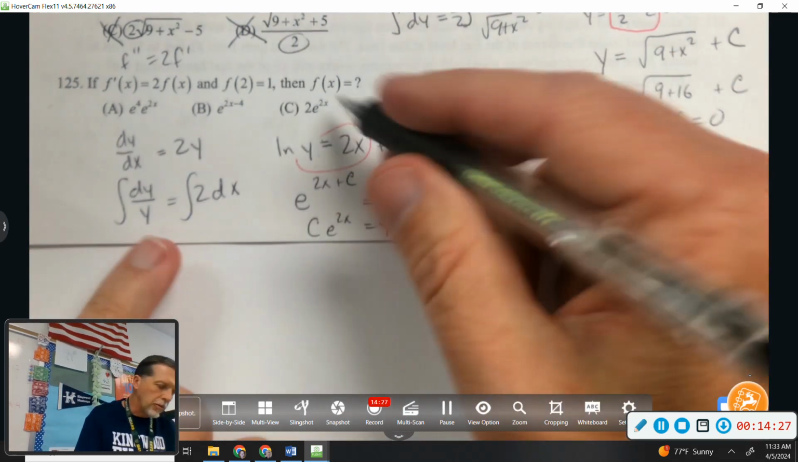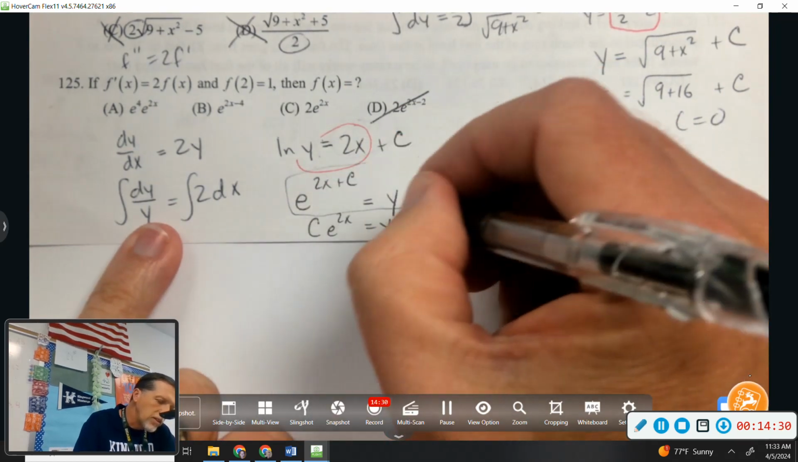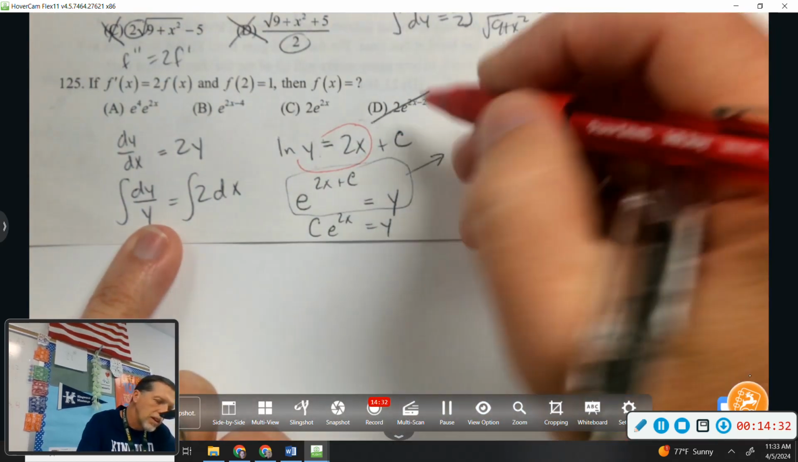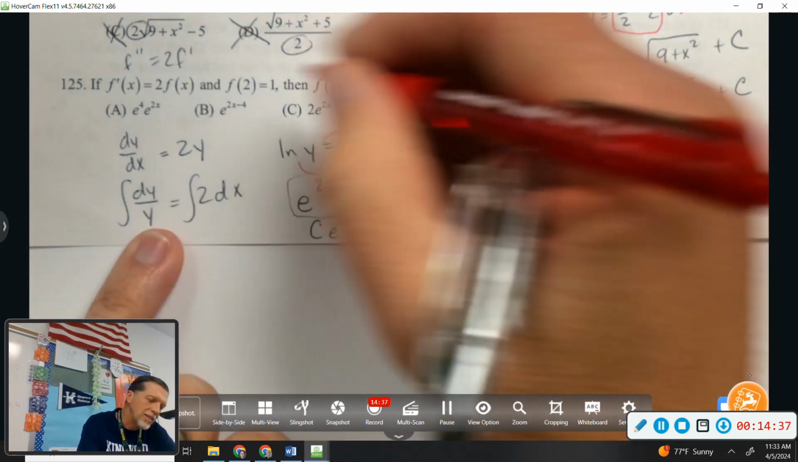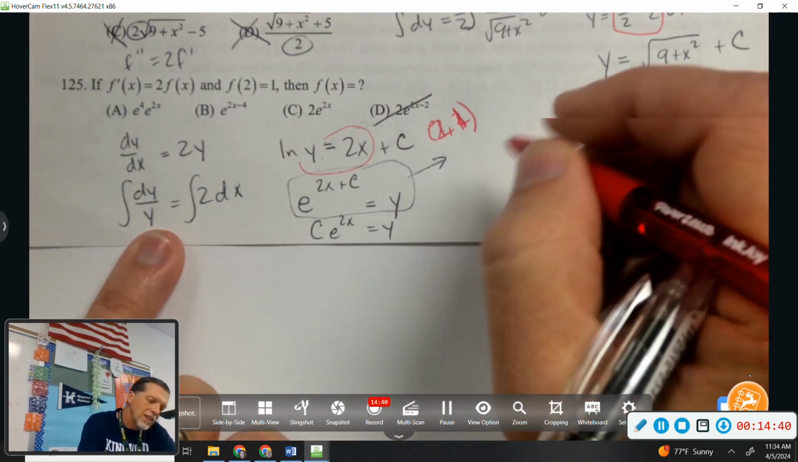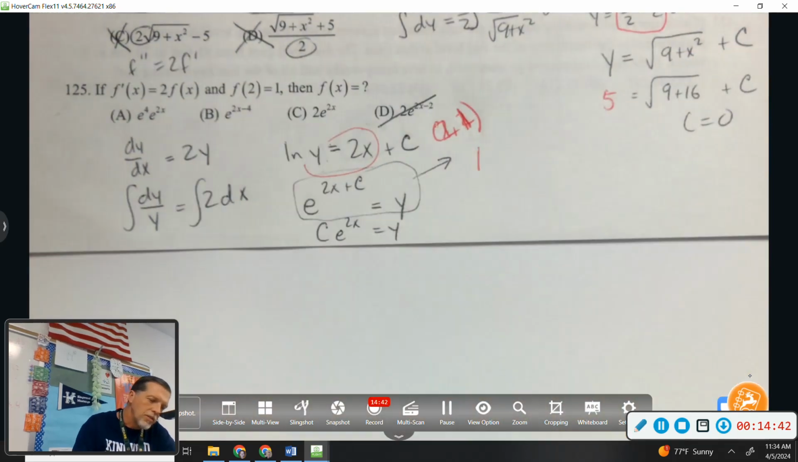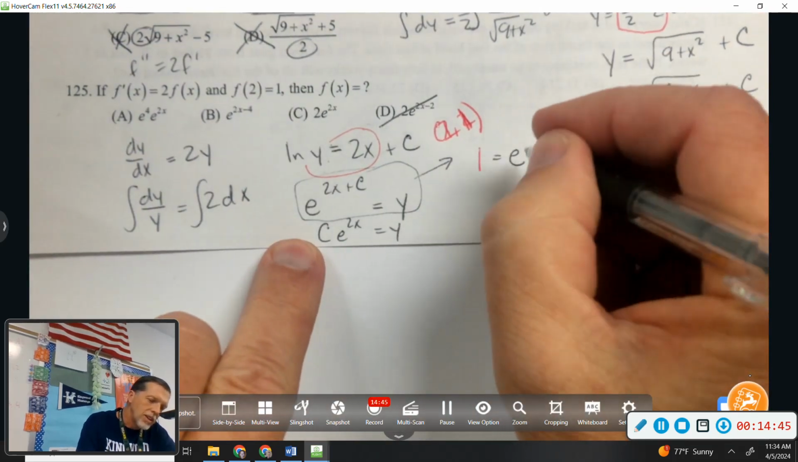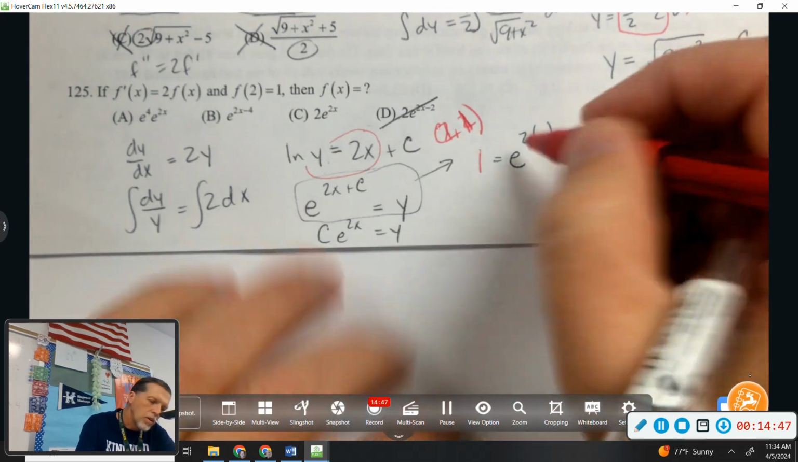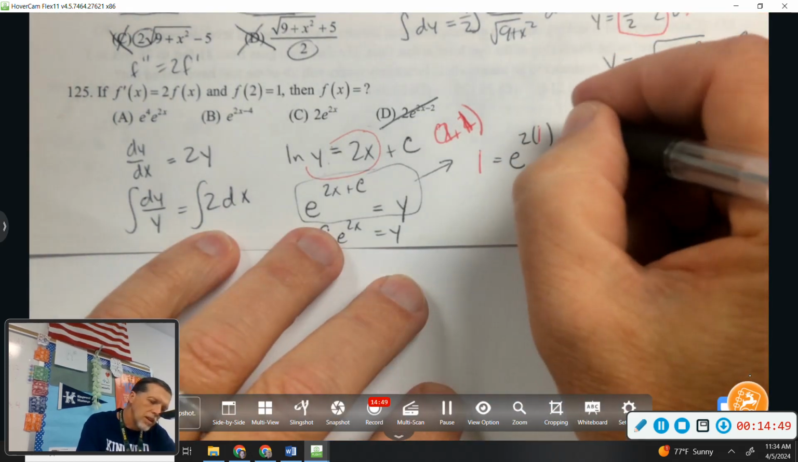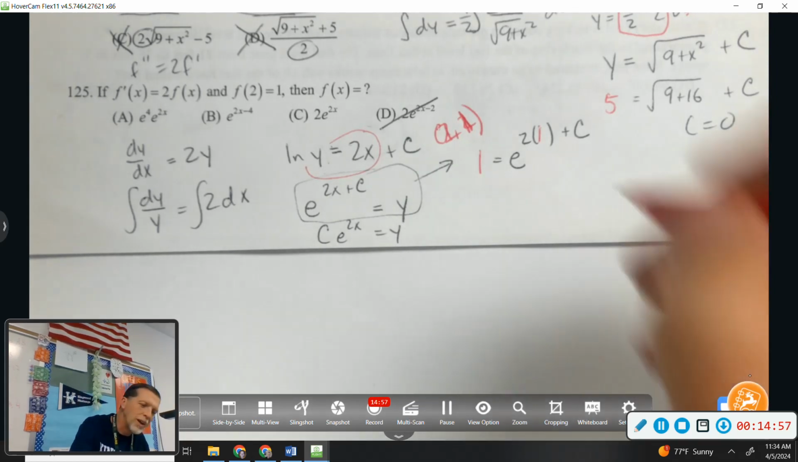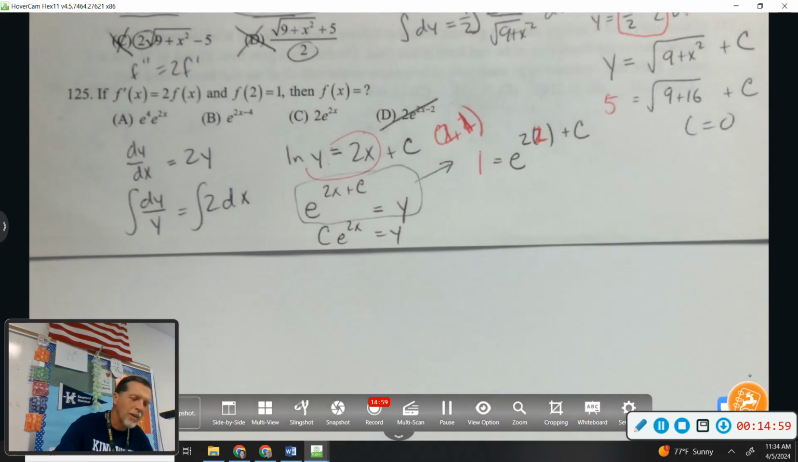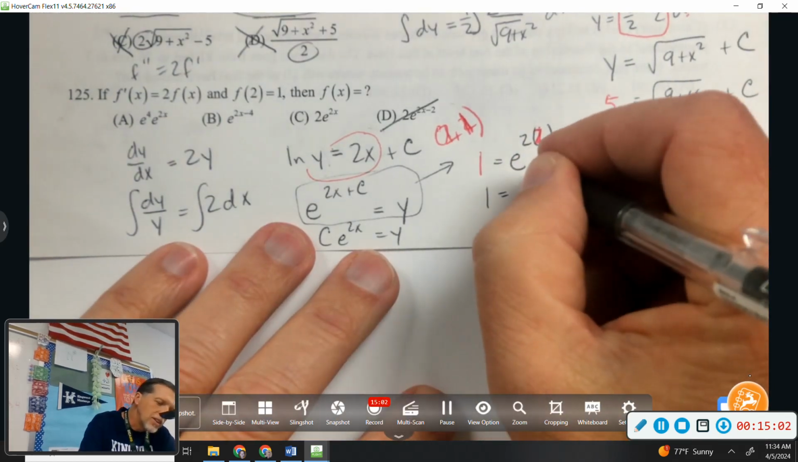I don't know which one it is, so I'm going to start with this one and see what happens when I plug in 2, 1. So 1 goes in for y: 1 equals e to the 2 times... wait, 2 times 2. Keep getting my x's and y's backwards here. 1 equals e to the 4 plus c.